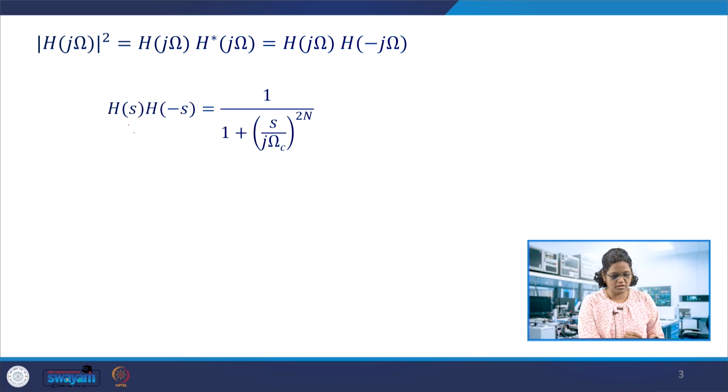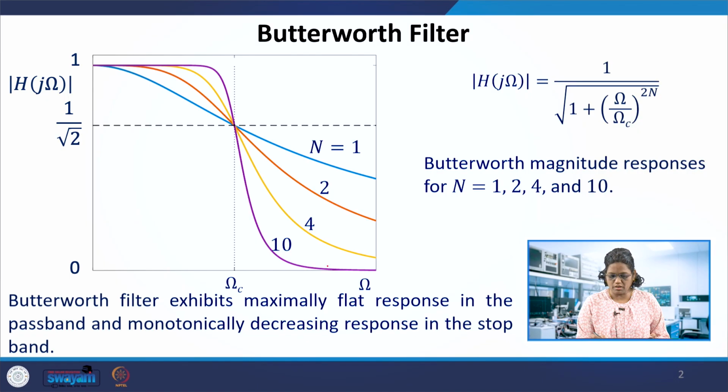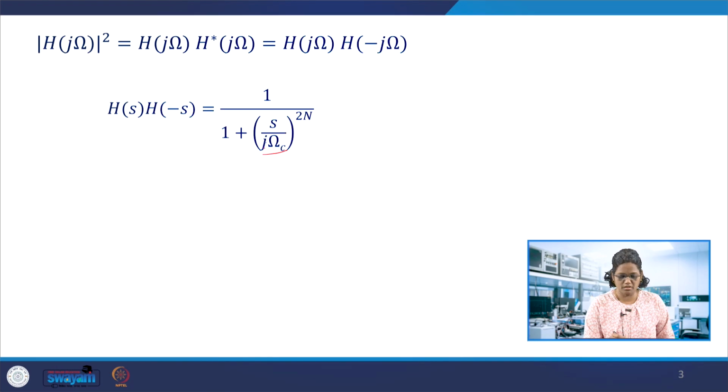If you look at this transfer function in the s plane, H of s and H of minus s, with s equal to j omega, we get 1 by 1 plus the term from the previous slide, with omega replaced by s, and omega c becoming j omega c. To express it in terms of s, j omega is multiplied by j in the numerator and denominator, and then you get s over j omega c, power 2n.